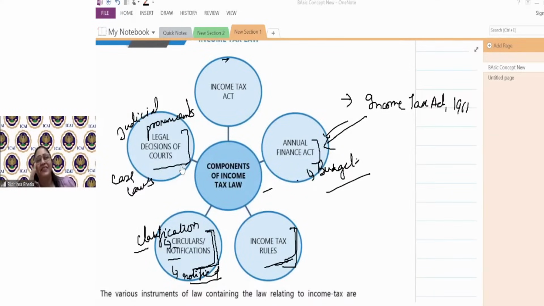Madhav, before 1961, there was Income Tax Act 1922, which was there by the British government. Once they left, it almost took us 10 years to prepare our own Income Tax Act and bring it into effect.